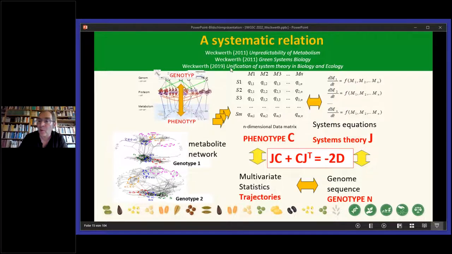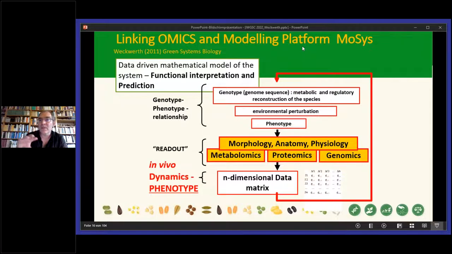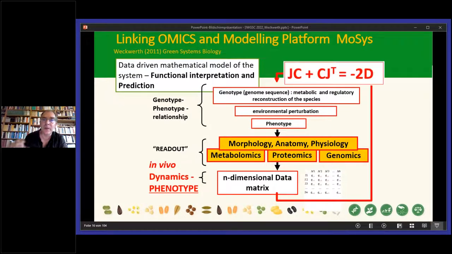I explained this more in three recent publications if you are interested in this framework. And this equation now combines all our approaches. So we start with newly sequenced genomes of these species. We work on them. We do a metabolic regulatory reconstruction.